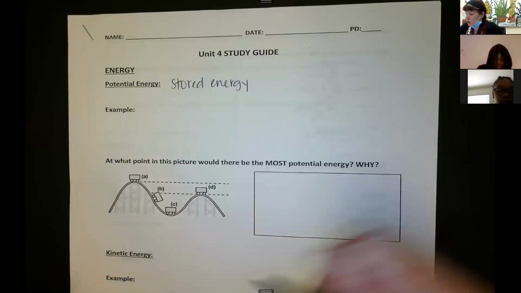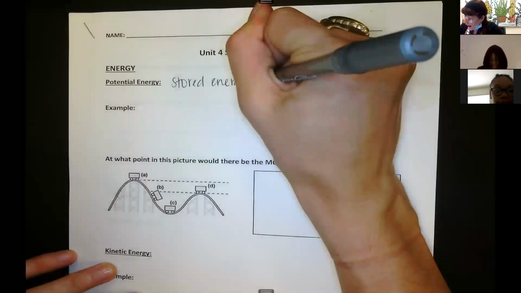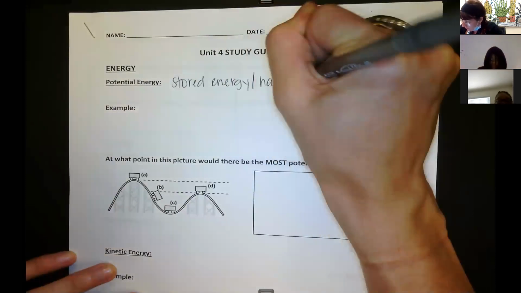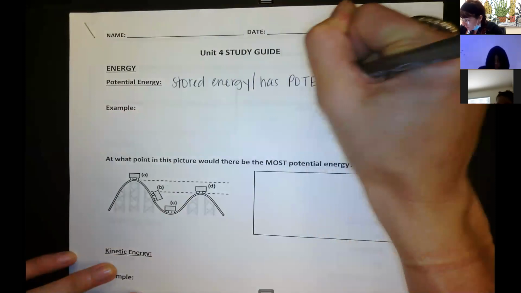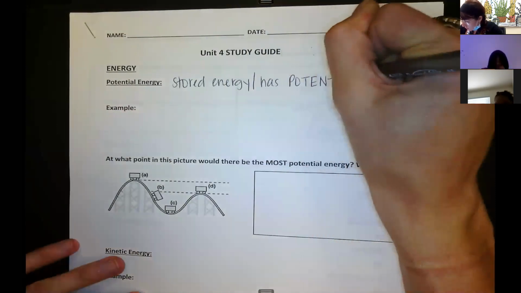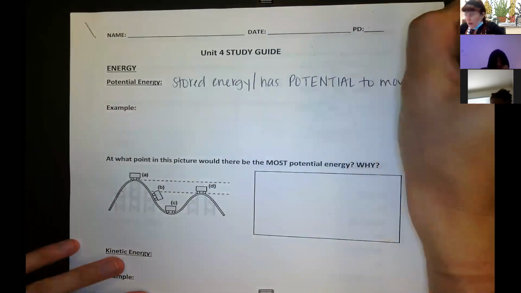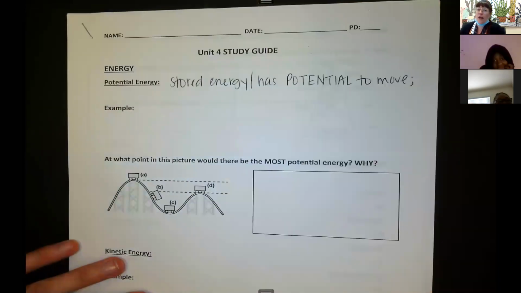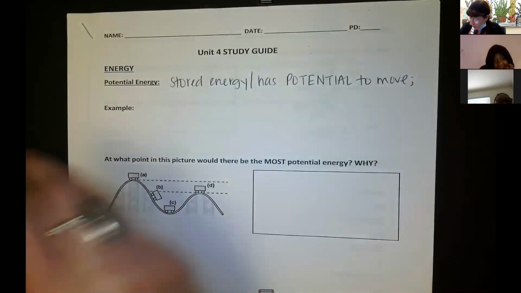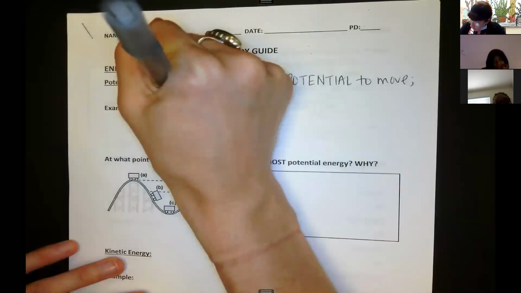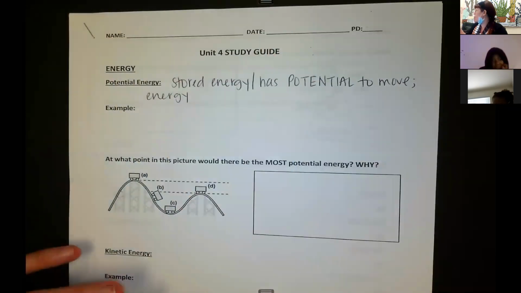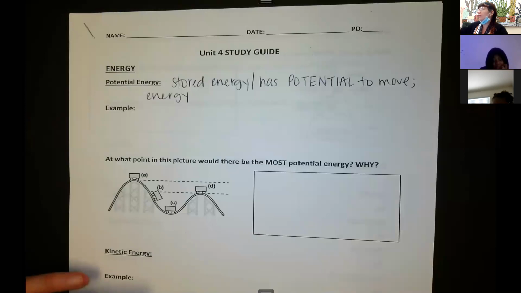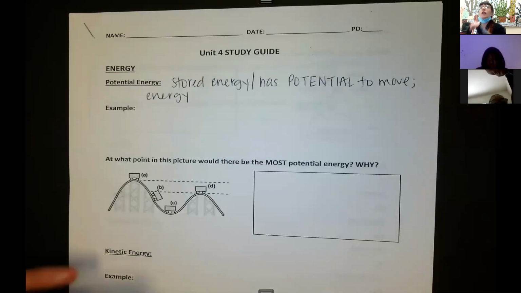All right, so stored energy. This has potential to move, right? Which means it could move. And we specifically said that it's energy due to an object's position. What specific form of potential energy is it talking about when we say due to its position? Remember we had that do now question that talked about it? We have 3 forms of potential energy.